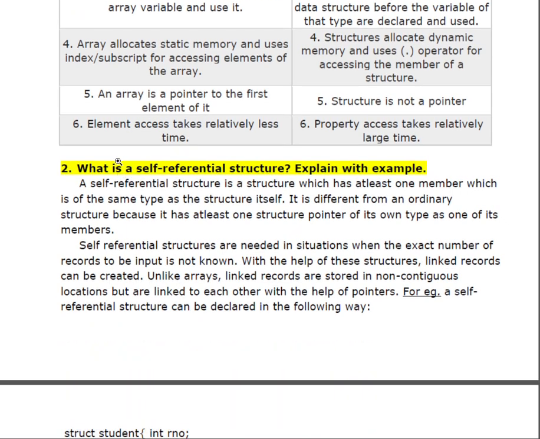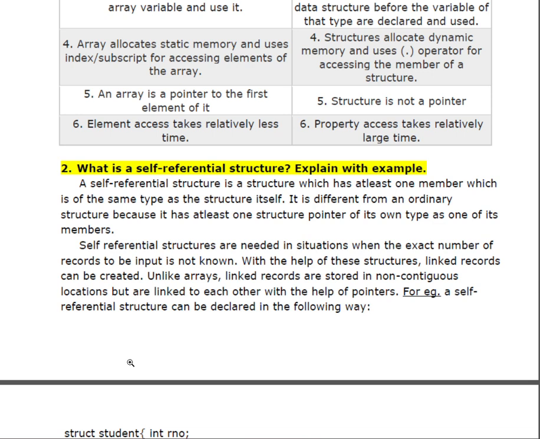What is a self-referential structure? Explain with example. A self-referential structure is a structure which has at least one member which is of the same type as the structure itself. It is different from an ordinary structure because it has at least one structure pointer of its own type as one of its members.